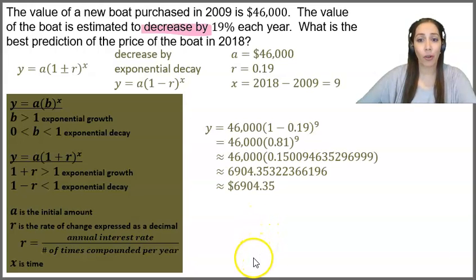Since this is dollars, I know I'll round to 2 decimal places, so that would round to $6,904.35. So this boat originally cost $46,000, and 9 years later, it was worth $6,904.35.